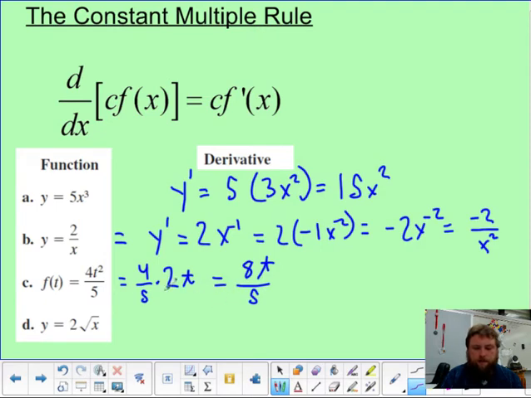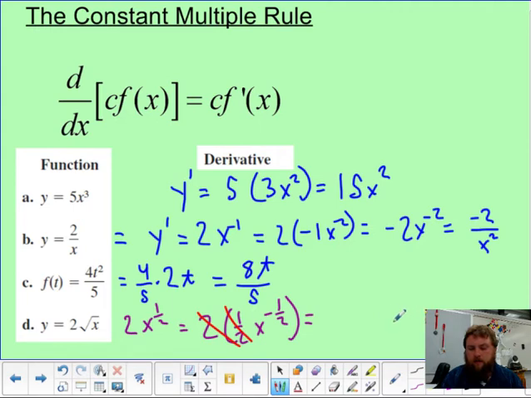That last one down there. Okay, so I'm going to write that as 2x to the 1/2 power. And I'm going to pull out that 1/2, so it'll be 2 times 1/2 x to the negative 1/2 power. And that 1/2 and that 2 are going to cancel. So I have x to the negative 1/2 power, and we can rewrite that as 1 over x to the 1/2, which can be rewritten as 1 over the square root of x. And if I didn't want to leave it in that format, we can write it as square root of x over x.